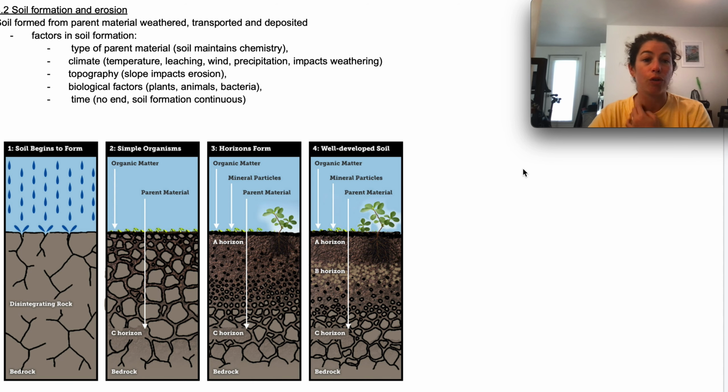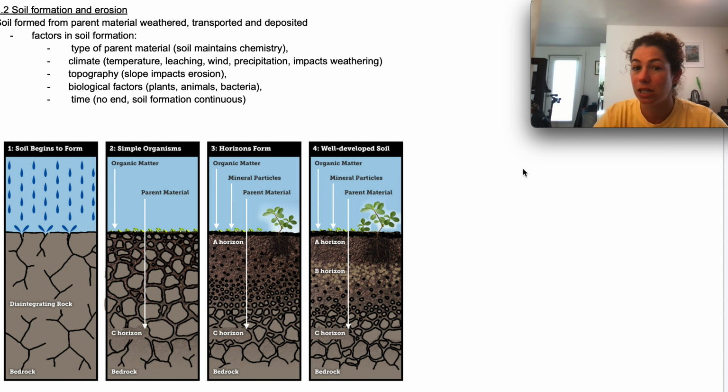Okay, so how does soil form? Soil is formed when a parent material is weathered, either chemically or physically, and then transported and deposited somewhere else. So think about primary succession. We have lava flow over the soil, creating bare, hard rock. And how does that bare, hard rock become soil? Well, through chemical and physical weathering, which is what we're talking about here. So what impacts how fast that parent material, that rock, is broken down?